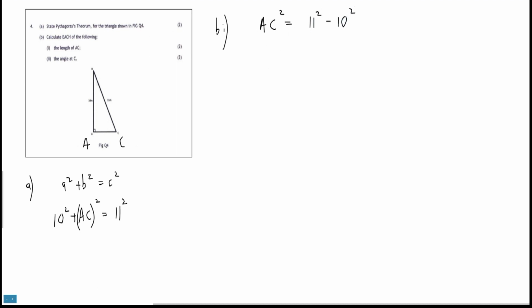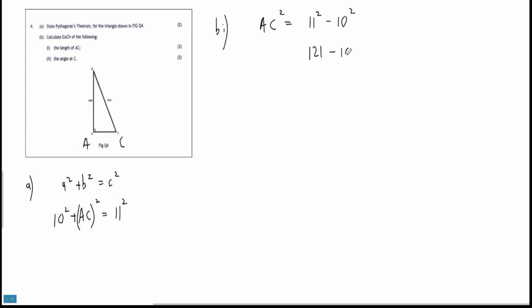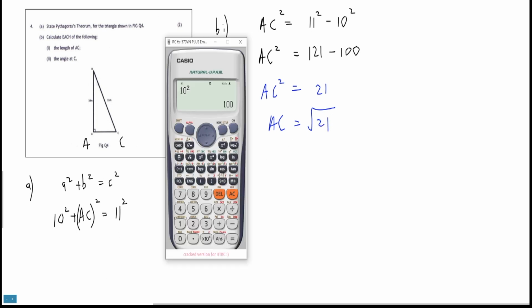We can actually calculate that right now. 11 squared is 121. 10 squared is 100. So this becomes 121 minus 100 is equal to AC squared, the length of that baseline. 121 minus 100 is just 21, so AC squared is equal to 21, so the length of AC is the square root of 21. Normally in mathematics I'd leave it like this, but for engineering, let's write it down as a decimal, as 4.58.